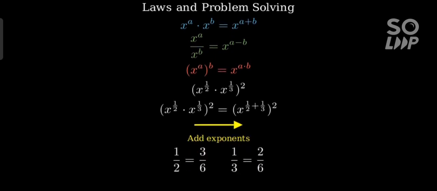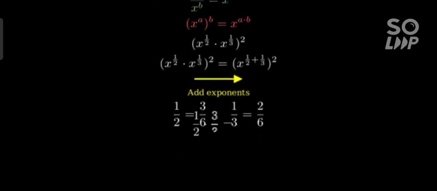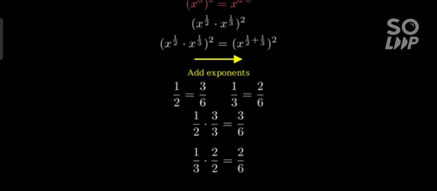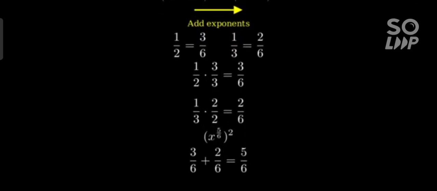Now, we need to add these fractions. To add fractions with different denominators, we need a common denominator. The least common multiple of 2 and 3 is 6. So let's convert each fraction to an equivalent fraction with denominator 6. Now we can add these fractions. 3/6 plus 2/6 equals 5/6.